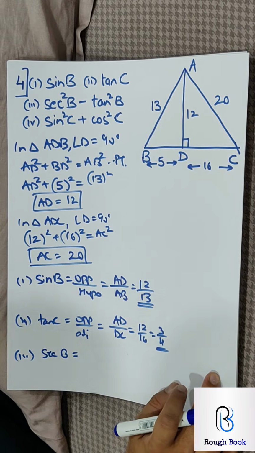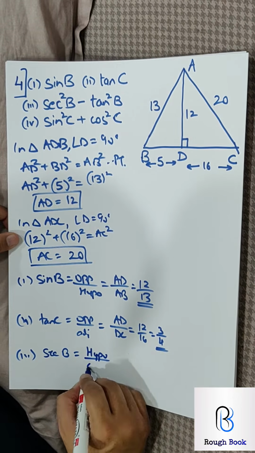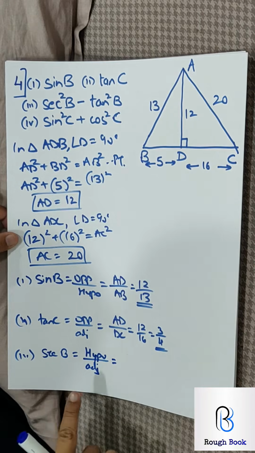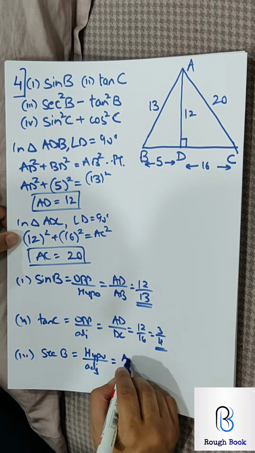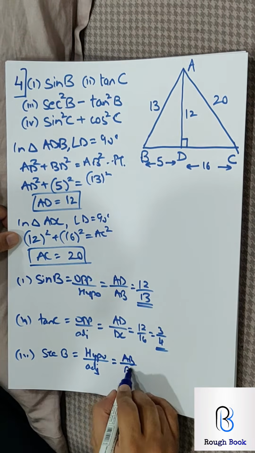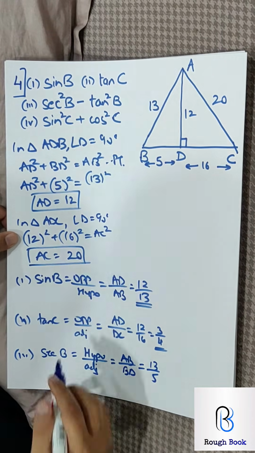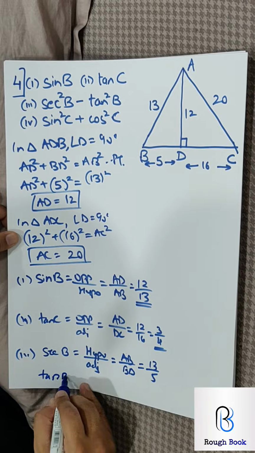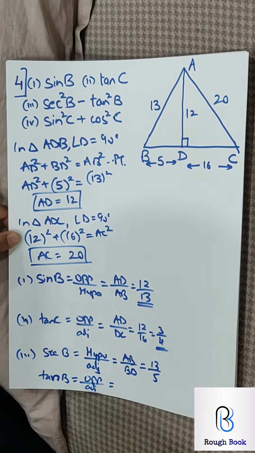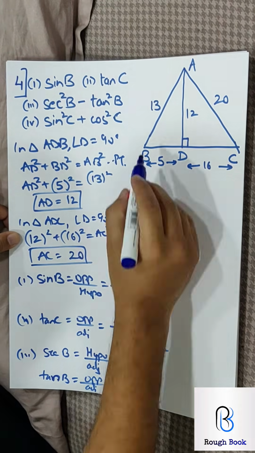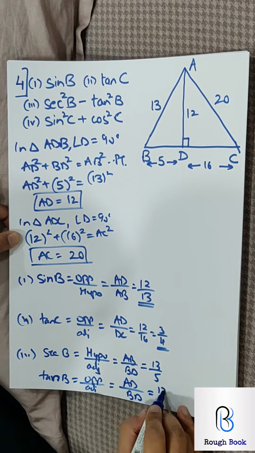So let's go ahead. So sec B, hypotenuse upon adjacent. I messed up twice with this, writing opposite. Now I have learnt. So for B, hypotenuse is AB and adjacent is BD. So that becomes 13 by 5. Now I need tan B. So tan B is opposite upon adjacent. So opposite for B becomes AD and adjacent is BD. So I get 12 by 5.